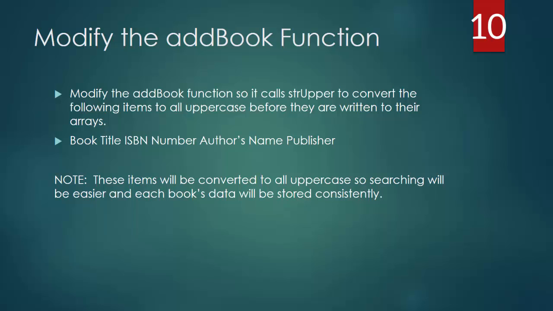For the addBook function, the function will call string upper to convert the following items to all uppercase: the book title, ISBN number, author's name, and publisher. In other words, pretty much all of it except obviously the numbers. Numbers will stay the same. This is just for strings. The items will be converted to all uppercase so searching will be easier and each book's data will be stored consistently. If the user enters something with uppercase, something with lowercase, this way everything will be uppercase and consistent.